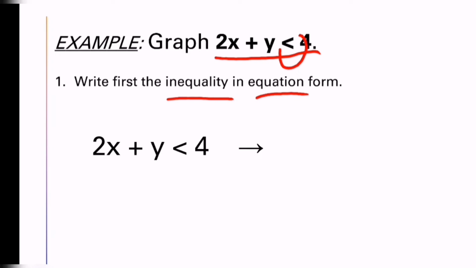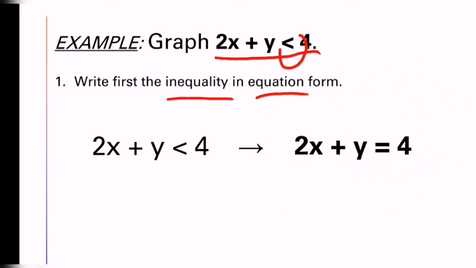You have the inequality 2x plus y is less than 4. To transform it into equation form, you just have to change the inequality symbol with an equation symbol, which is equal. So, from 2x plus y less than 4, you now have 2x plus y equals 4.